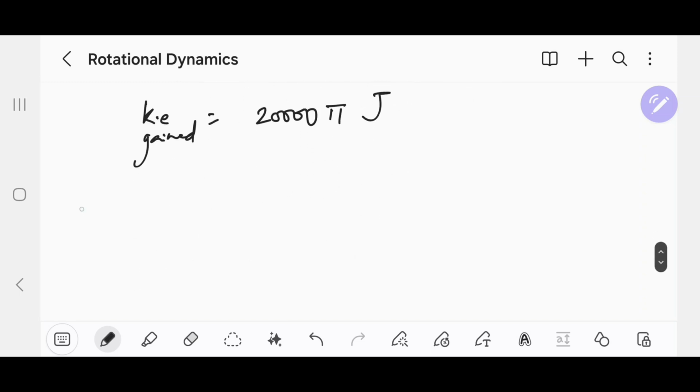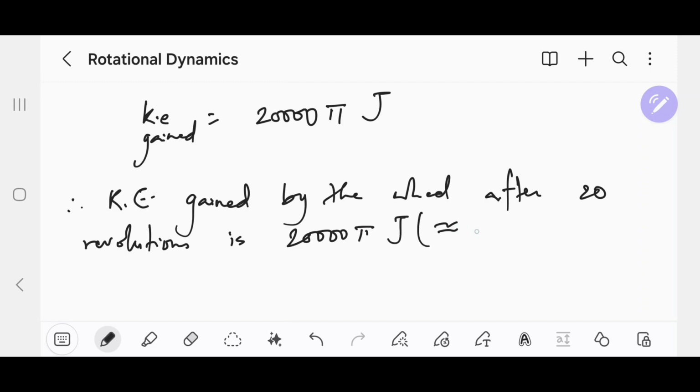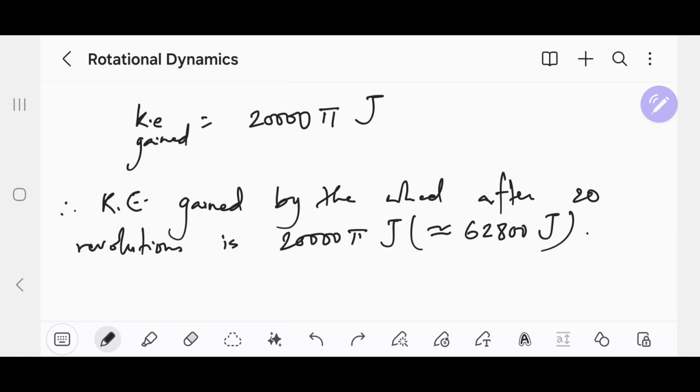Okay, therefore kinetic energy gained by the wheel after 20 revolutions is 20,000 pi joule. If you use a calculator, this would come out to be 62,800 joules of energy. So this is the solution of this numerical.